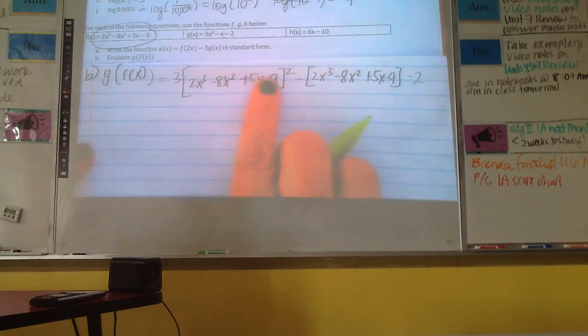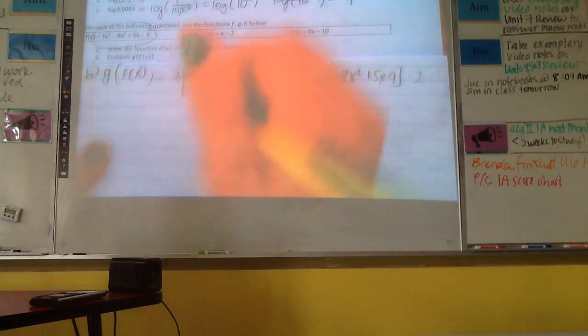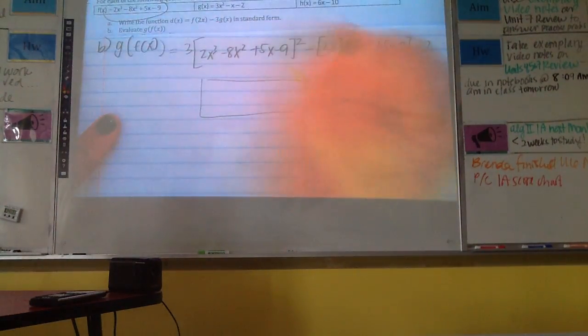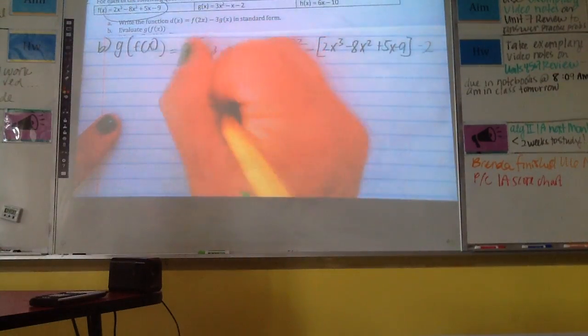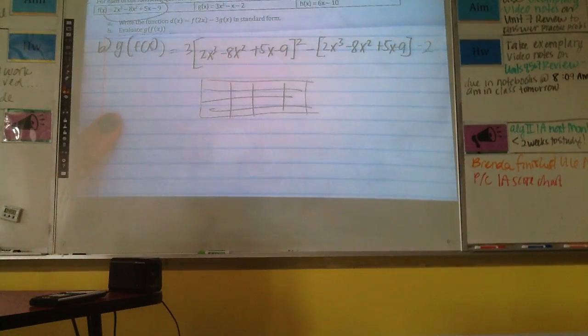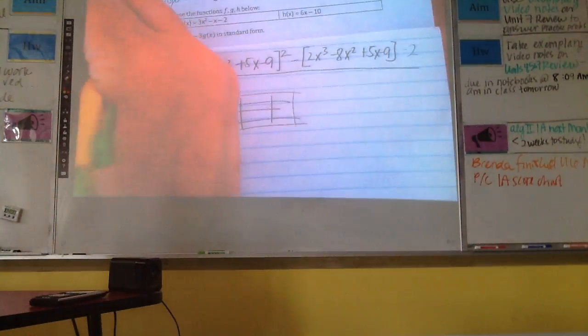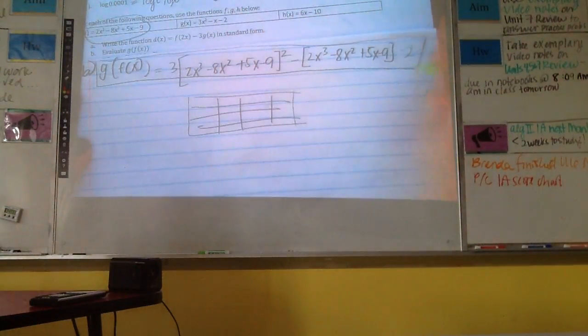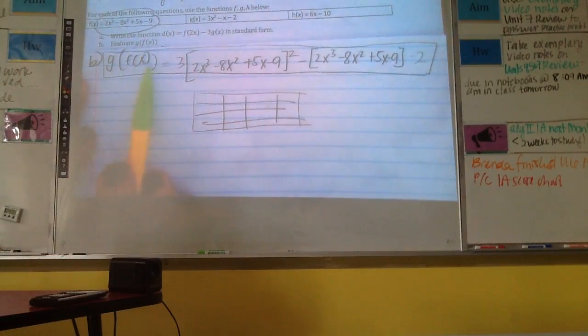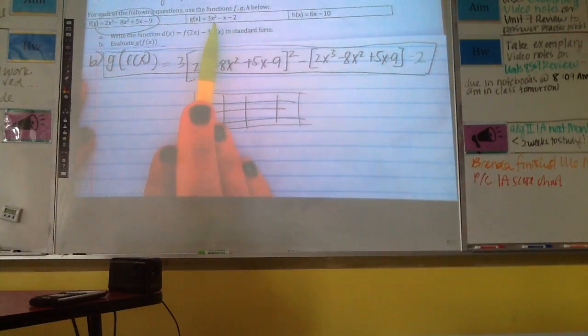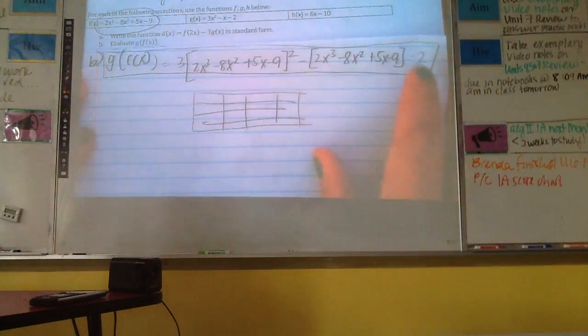We would have to multiply this term by itself, get out a gigantic box method, right, where we have 4 columns and 4 rows. That would be really nasty. We don't have to do that. It doesn't require us to write this in standard form. So we can say this is done. We did indeed put f of x, this function, into g of x every time where we saw an x.